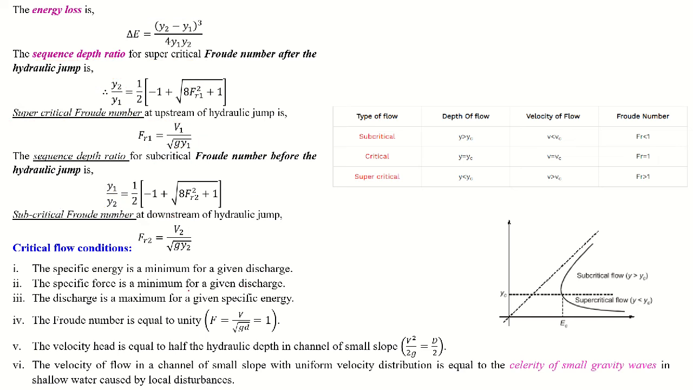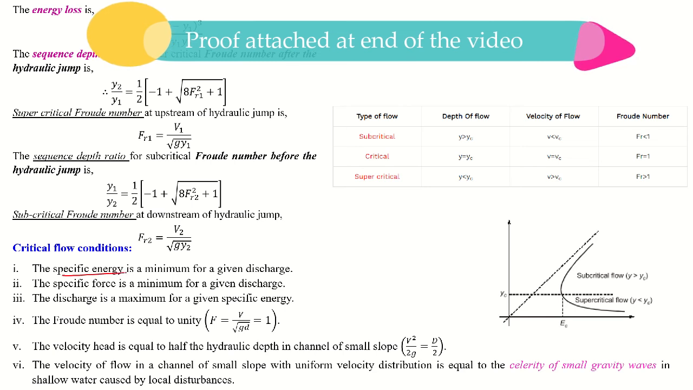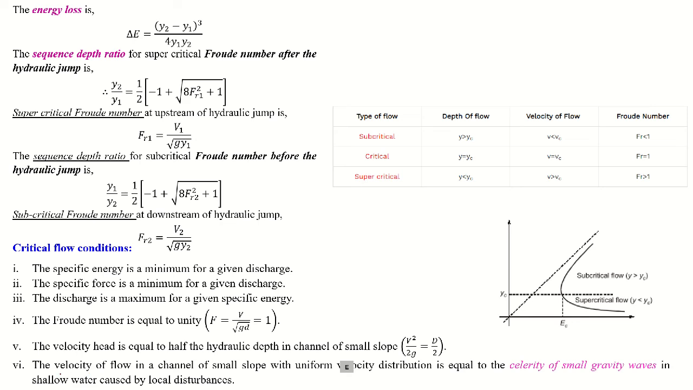Summarizing the critical flow condition, this is the most important question asked in the mains. At critical flow condition, specific energy is minimum for a given discharge. At critical flow, the specific force should also be minimum, discharge should be maximum, and Froude number should be 1. The velocity head, v square by 2g, is half of the hydraulic depth, and the velocity of the flow in a channel of small slope with uniform distribution is equal to the celerity of a small gravity wave in shallow water caused by local disturbances. So we know that c is root of g d.